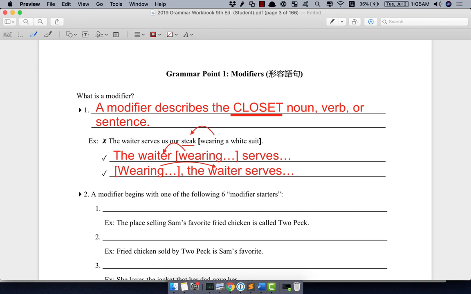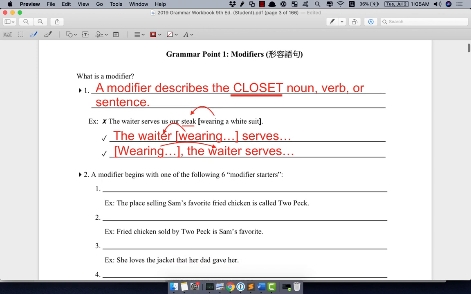Okay, hopefully everything makes sense so far. And in English, there are these six phrases that tell you it's the beginning of a modifier. And so that's what we're calling here modifier starters. And I'm putting modifier starters in quotes here because if you talk to a grammarian, there's no such thing as modifier starters, but it makes sense to call it this way. So we're going to call it modifier starters here.